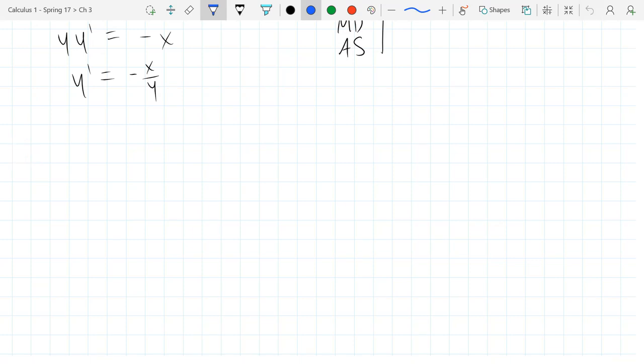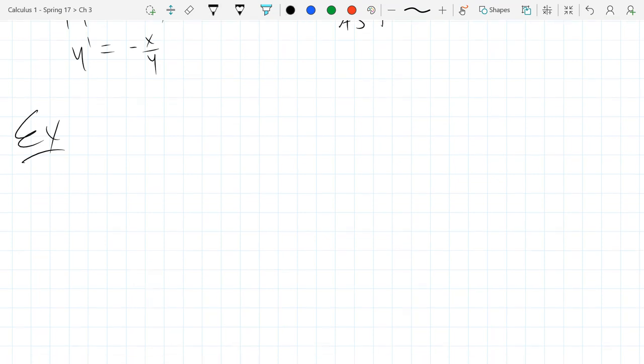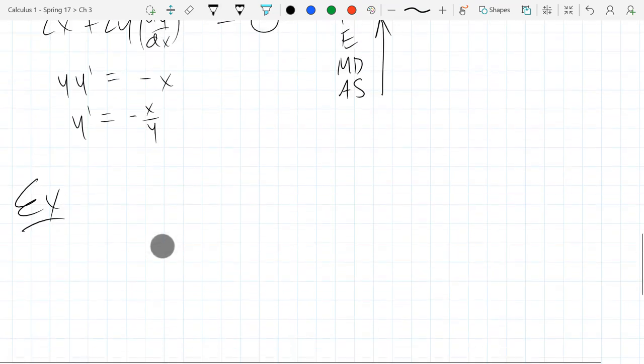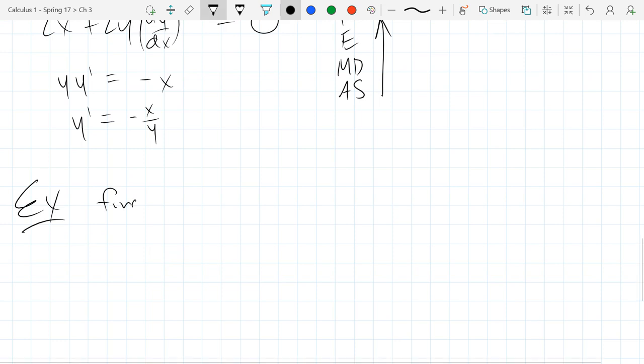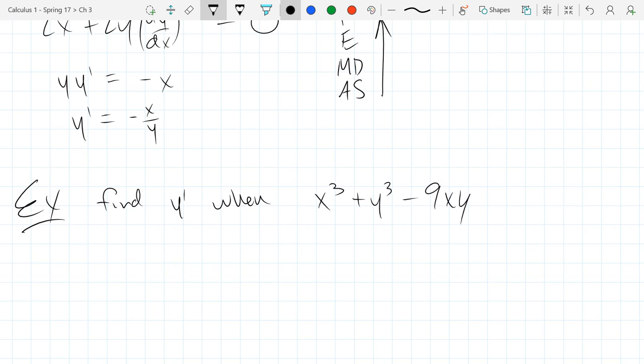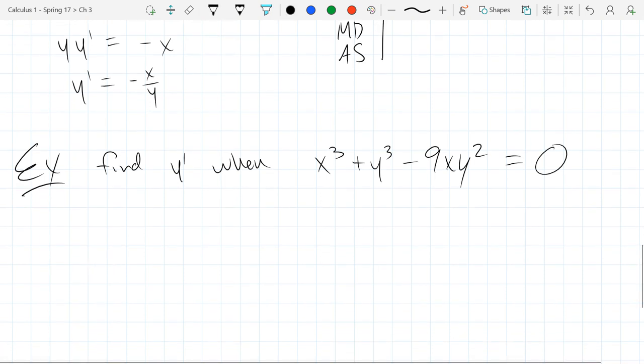This is going to include an implicit derivative, and we're going to have to use some of the more difficult rules from 3.3. So I want to find y prime when we start out with this equation.